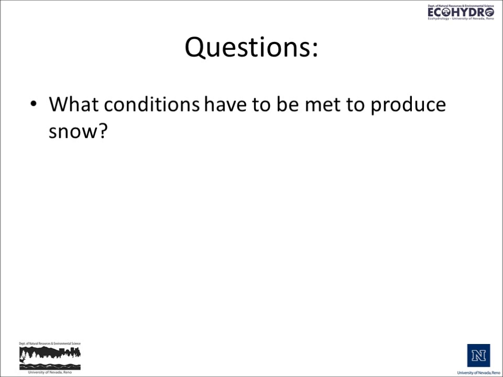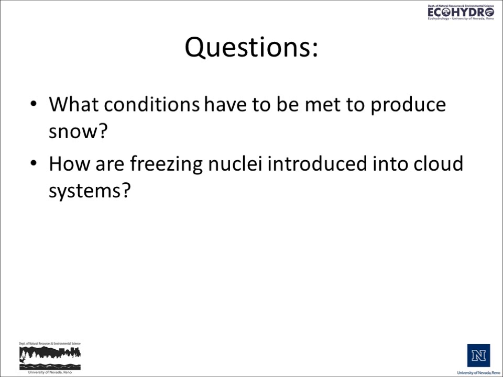The freezing nuclei are introduced into cloud systems by either sending them up into the atmosphere from ground stations, and these are located in the mountains, or by introducing them directly from planes, seeding them from flares that are mounted on the wings of the airplanes.